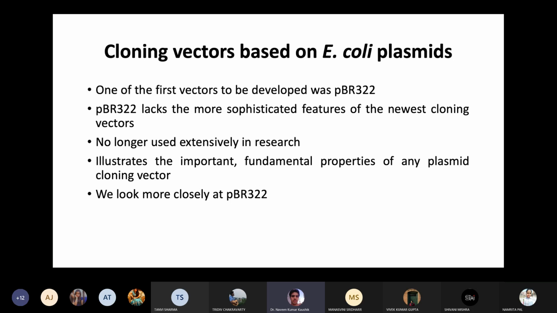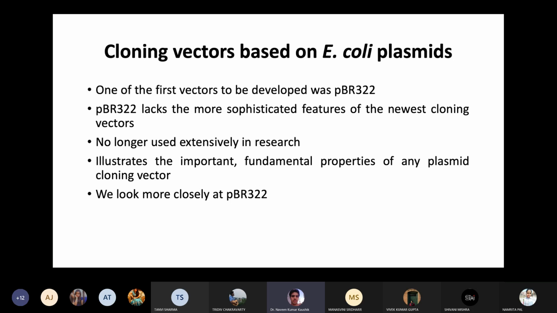However, it is the first successful vector, but it is not used nowadays because it lacks many features. As we keep advancing, we need advanced technology, and this is an old vector. It lacks all the features that we expect, like your mobile phone should have a camera, should have high memory, and can work on a 5G network.